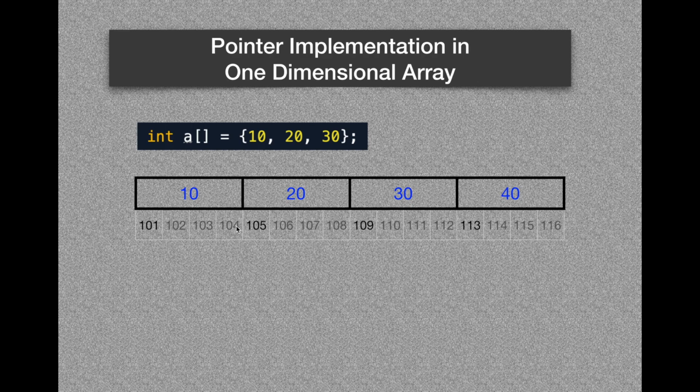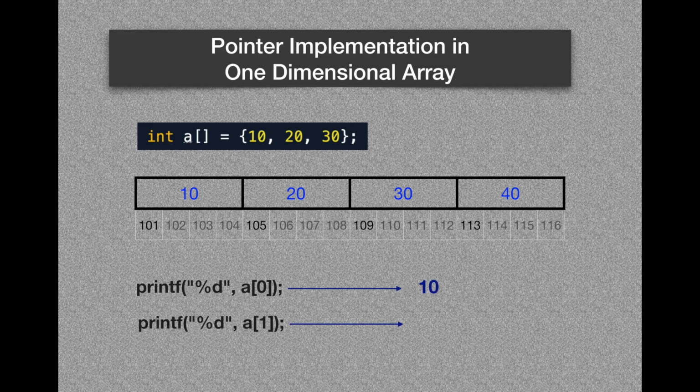That is after 104, 105. Then 106, 107, 108. And next 109 is the starting byte address for 30. Like that, 113 is the starting byte address of 40. And we know how to display every element. We can use a of 0. The 0 is the index or position. It gives the first element 10, and a of 1 gives 20.